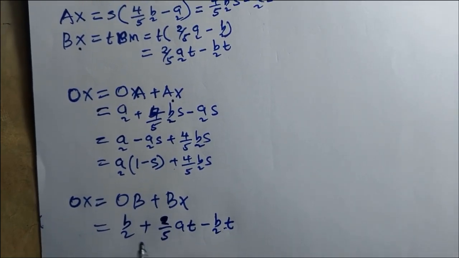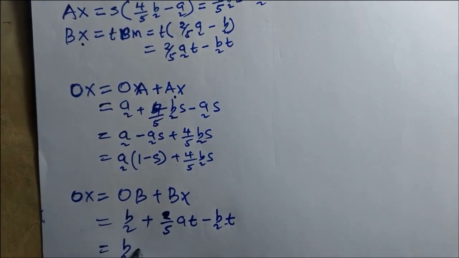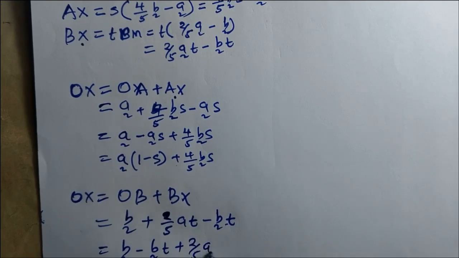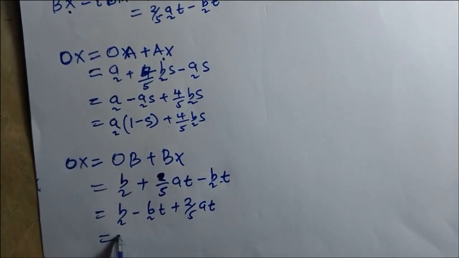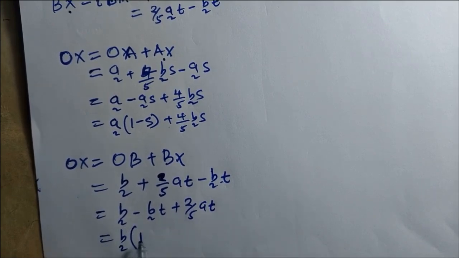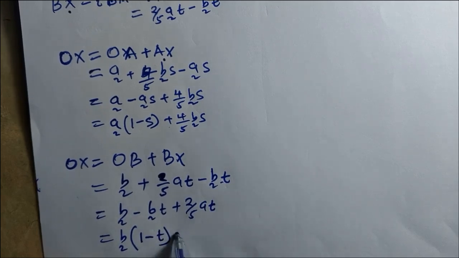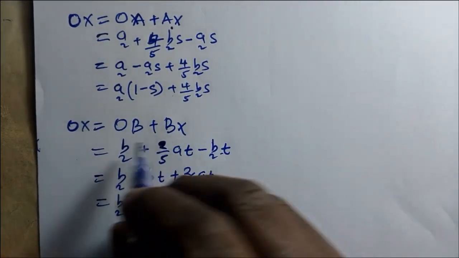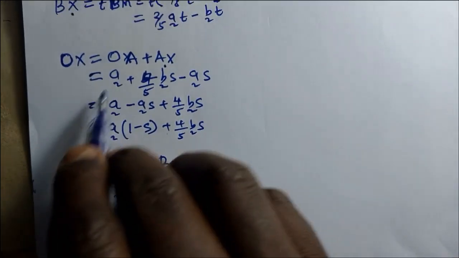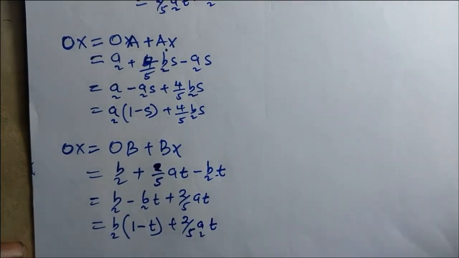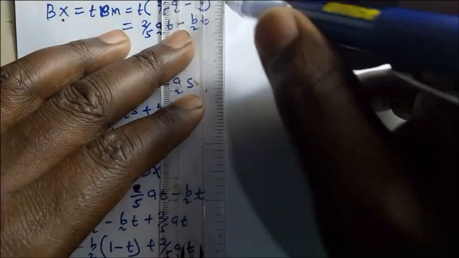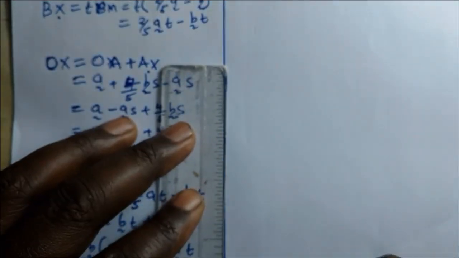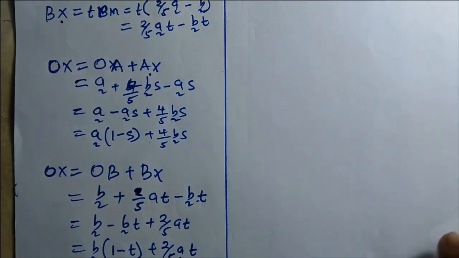So bring this one on this side so that we can have B minus BT plus 2 over 5 AT, so that we can have this one as B into 1 minus T plus 2 over 5 AT. Now, since this OX and this OX are the same, we are going to equate them. They are equal because they are the same. Whether you use a different route, you are going to obtain the same results.